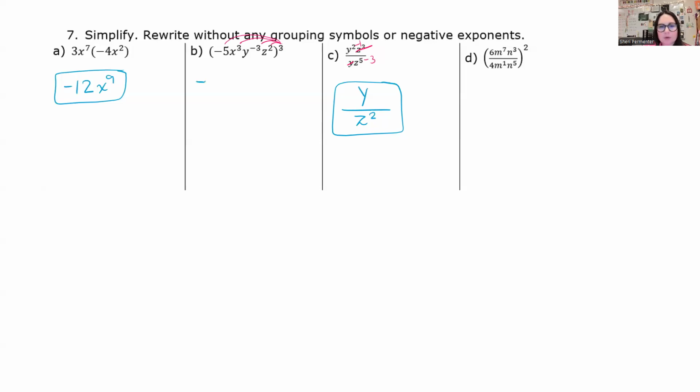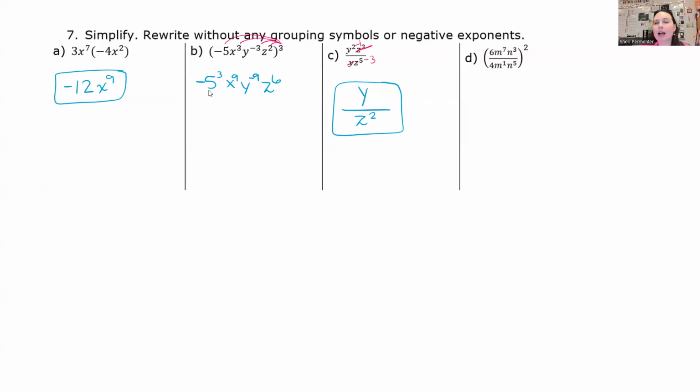And then rewrite. So I get negative 5 to the third power. When I have a power to a power, what am I doing with these? Nope, you add when you multiply. Multiply. Yep. So 3 times 3 is 9. And then I have negative 3 times 3, negative 9. For the z's, I have 2 times 3, 6. I still need to evaluate this piece right here, and I can't have a negative exponent.